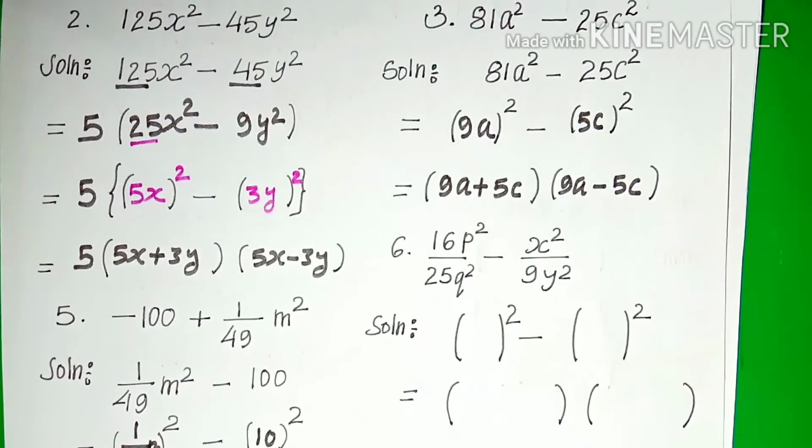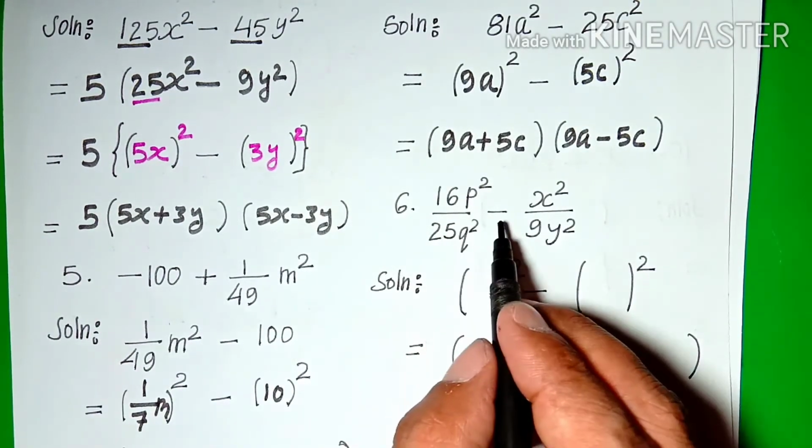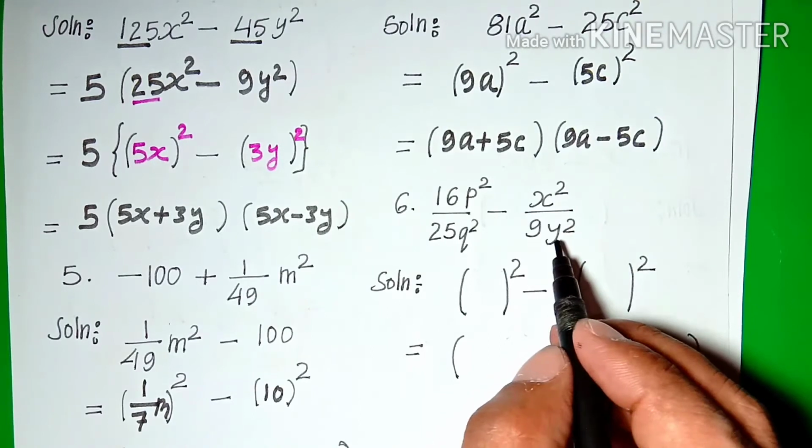Now the next type of questions: 16p²/25q² − x²/9y².